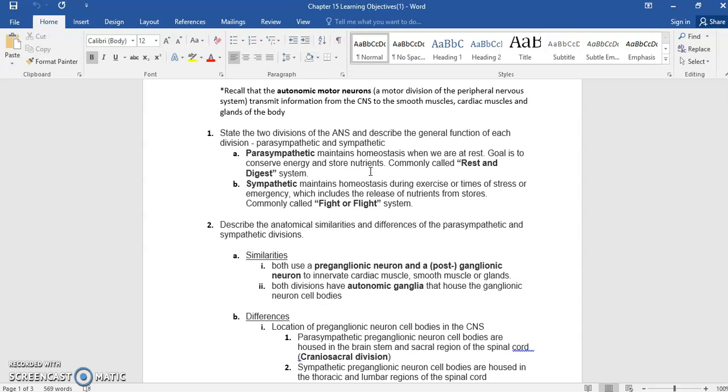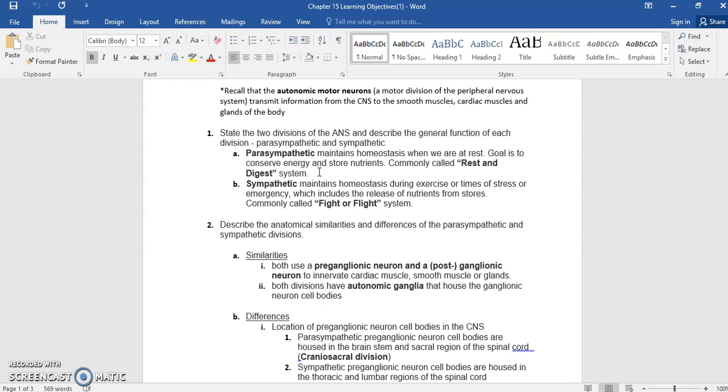try to handle an emergency. Anytime we're being more active, kind of the opposite of rest, the sympathetic motor neurons will send more signals to those smooth muscle, cardiac muscles, and glands. The common name for that sympathetic division of the autonomic nervous system is fight or flight. So you'll either fight or you'll run away.